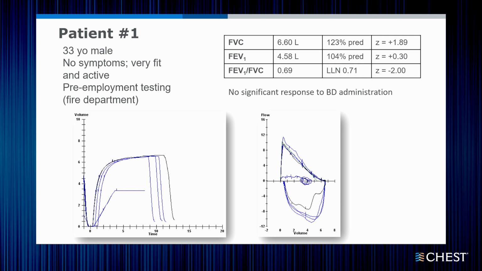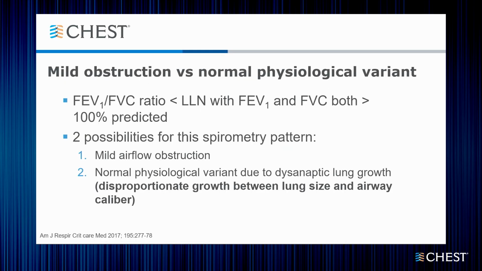So this patient, 33-year-old male, no symptoms, very fit and active, was having pre-employment testing for the fire department. He also got a bronchodilator, and there was no change. So what are the choices here? Well, this could be mild obstruction, or it could be what we call a normal physiologic variant. That's defined as an FEV1 to FVC ratio less than the lower limit of normal, with both FEV1 and FVC at least 100% of predicted. There are really two possibilities for this pattern. One is they have mild airflow obstruction, and two, they have a normal physiologic variant due to dysanaptic lung growth.